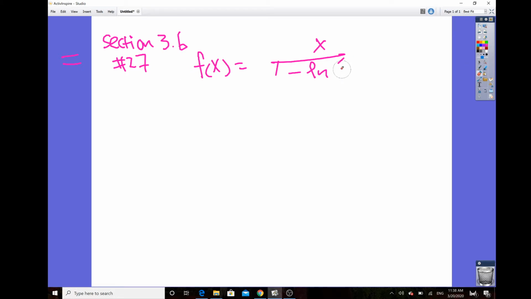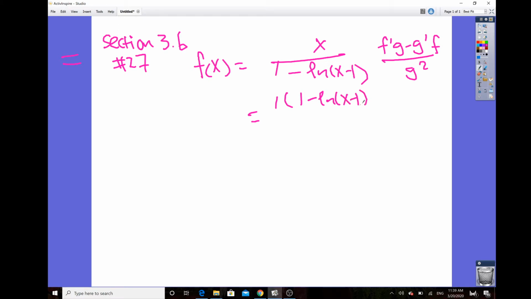Okay, so this one you want to differentiate f and find the domain of f. First thing you want to do is use the quotient rule. According to the quotient rule, it's f prime times g minus g prime times f, over g squared. So what we got here is the derivative of x, which is 1, times the g of x, which is 1 minus natural log of x minus 1, minus the derivative of this, which is 0, minus natural log of x minus 1. The derivative of natural log of x minus 1 would be negative 1 over the quantity x minus 1.